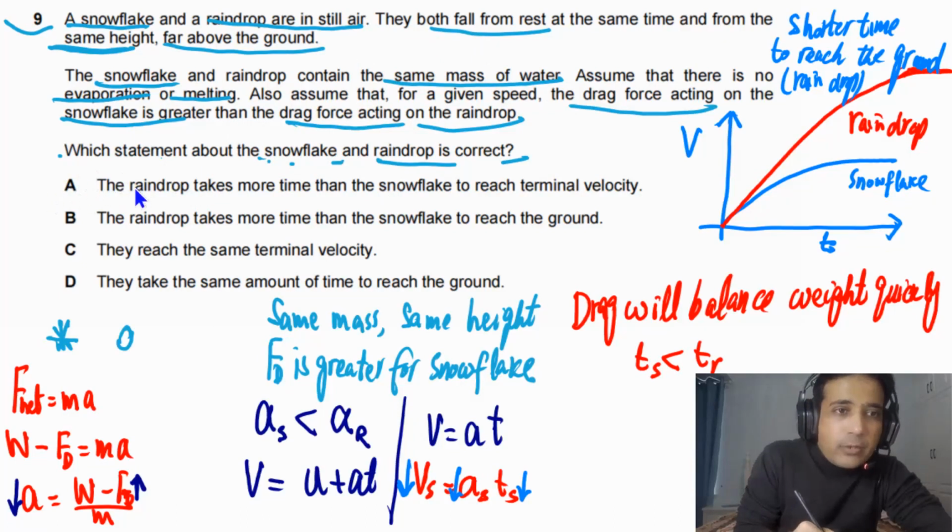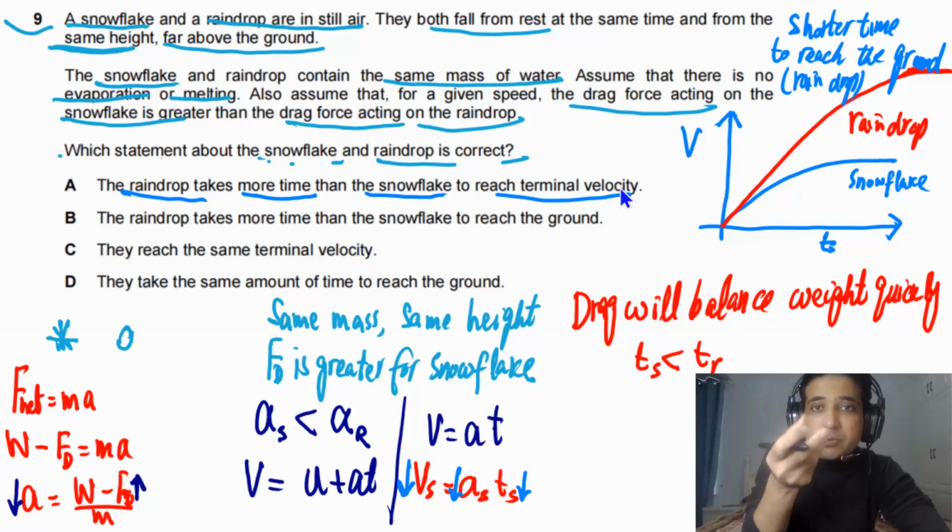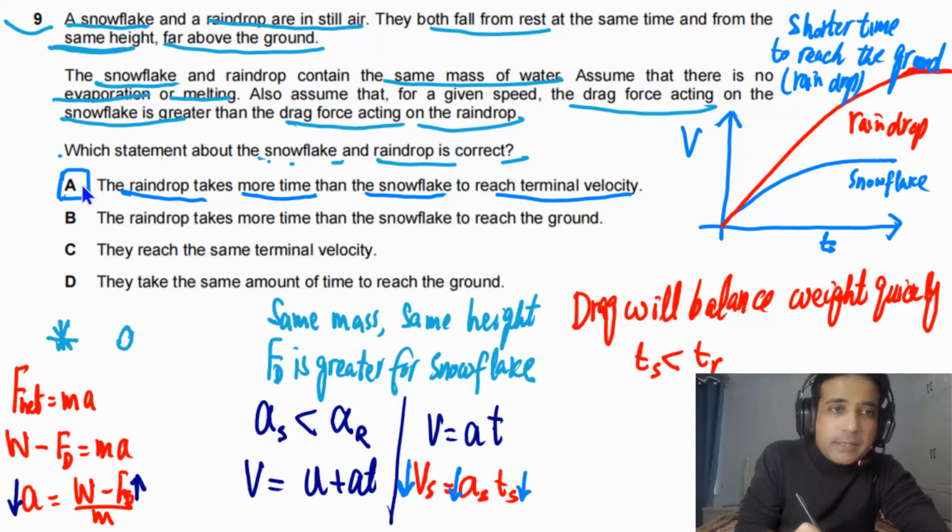For option A, it is given that the raindrop takes more time than the snowflake to reach terminal velocity. Yes, that's true, because the raindrop's drag force is lower at any given speed, so it will take longer to reach the terminal velocity and its terminal velocity will be higher. So this is a possible answer. So this can be the answer.